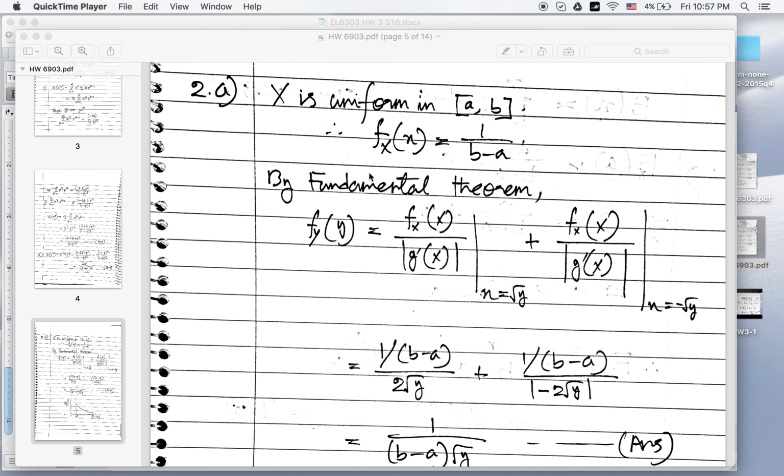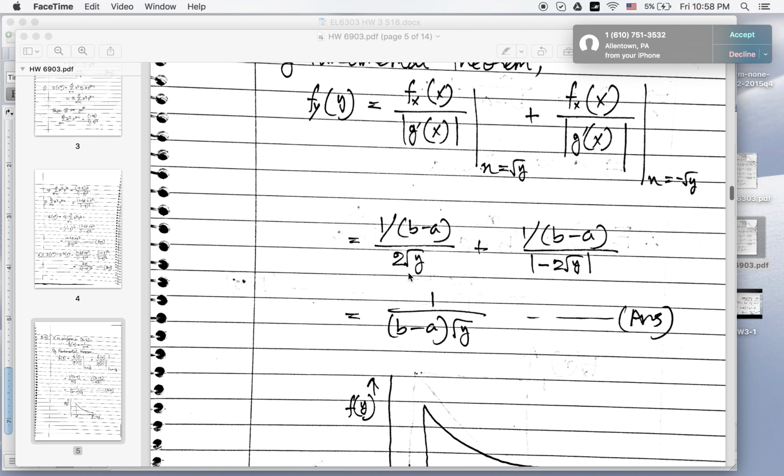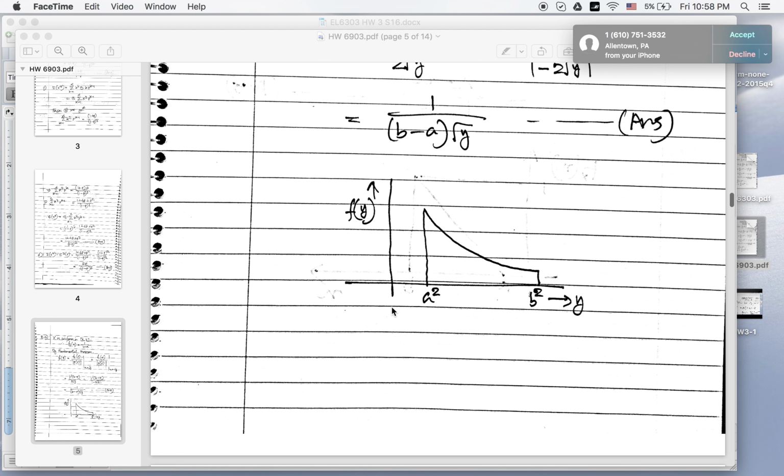So now we have known the small fx of x, that is the probability density function, so we can calculate the probability density function of y. By the fundamental theorem we have fy of y equals fx of x by g dash of x, over all the points where x is a root of the equation. We know that y equals x square, so x can have two values, plus minus root over y. So we take these two values, x equals root over y and x equals root over minus y, and get the summation and find that f of y equals 1 by b minus a into root over of y, and this is its figure.